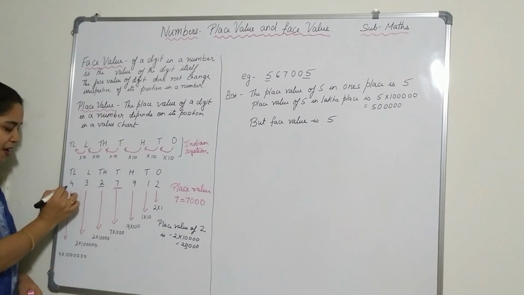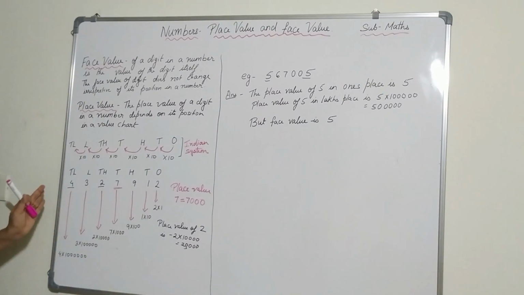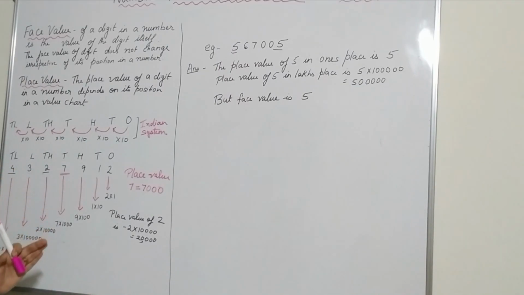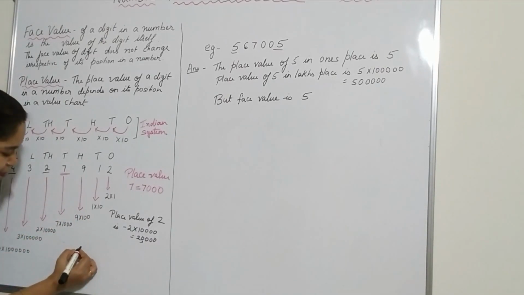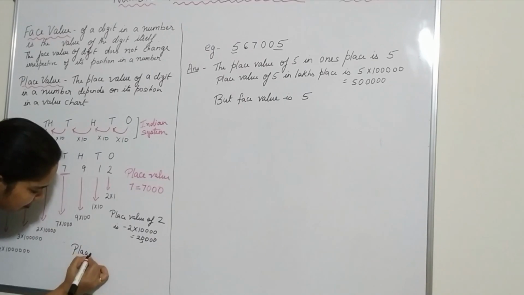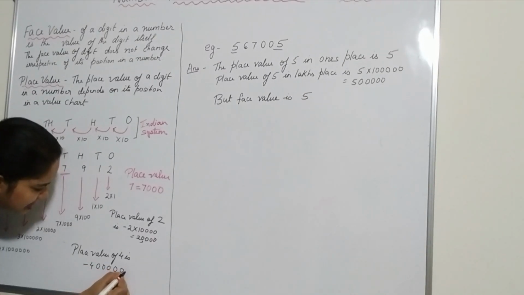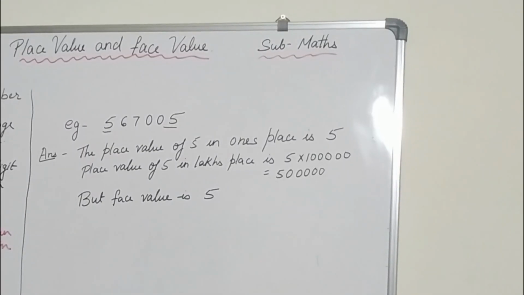Suppose we have to find the place value of 4 in this 7-digit number. 4 is placed in the 10 lakhs place. So the place value of 4 is 40 lakhs. Yes, 40 lakhs. The place value of 4 is 4 followed by 6 zeros. So this is all about the place value.